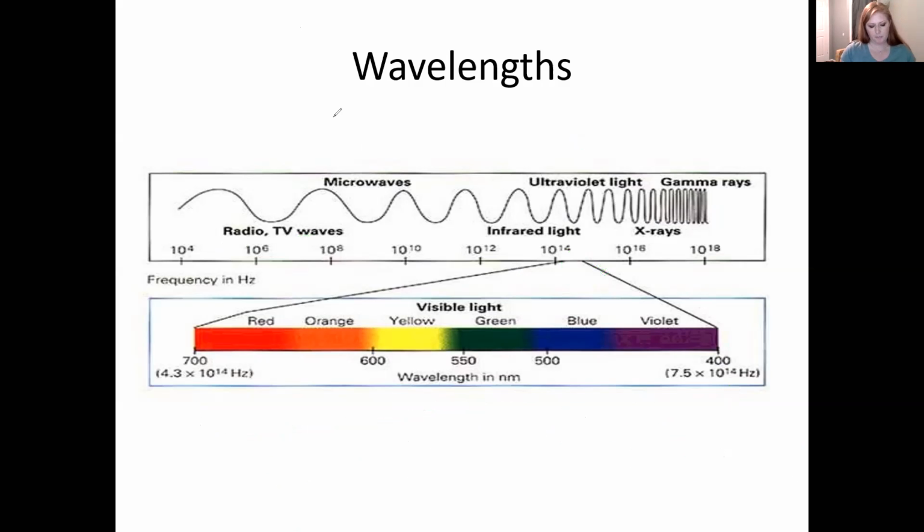When it comes to color, we see color because it's being reflected, okay? Usually I point out something in the room, but I can't because I'm here by myself. Look at the color shirt you're wearing right now. Whatever color you see is the color that's being reflected back.